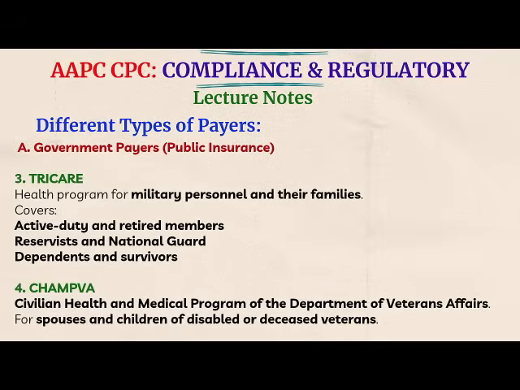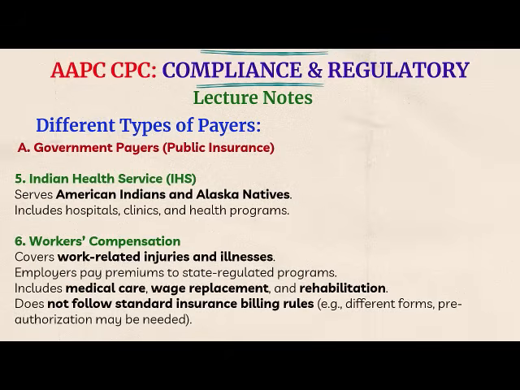The third category is TRICARE, health programs for military personnel and their families, that covers active duty and retired members, reservists and National Guard, dependents and survivors. Fourth category is CHAMPVA. It's the Civilian Health and Medical Program of the Department of Veterans Affairs for spouse and children of disabled or deceased veterans. The fifth category of government payer is Indian Health Service, that is called IHS, which serves American Indians and Alaska Natives, and includes hospitals, clinics, and health programs.